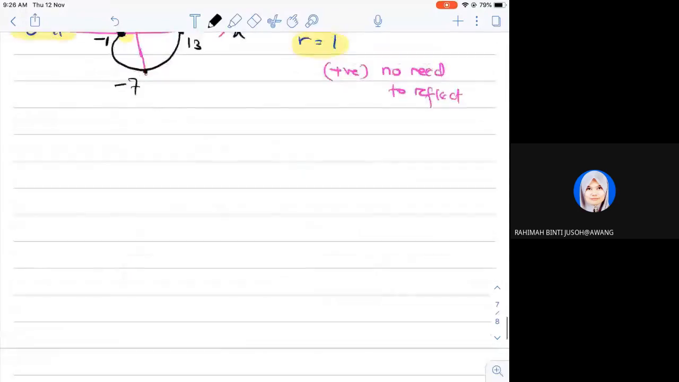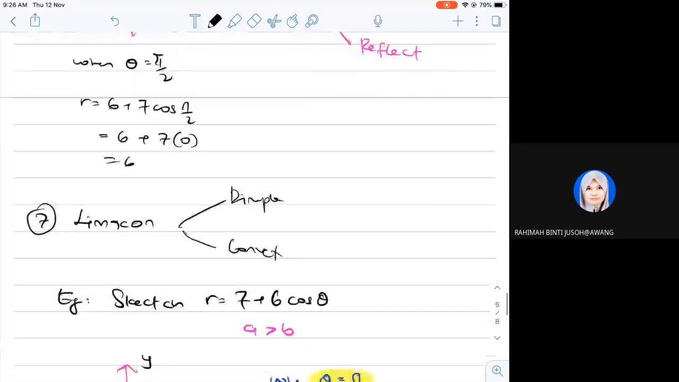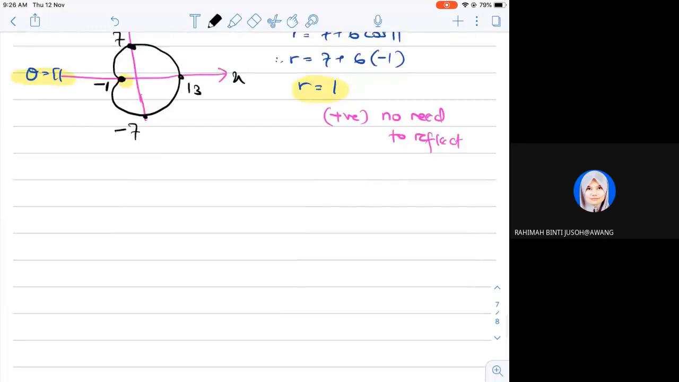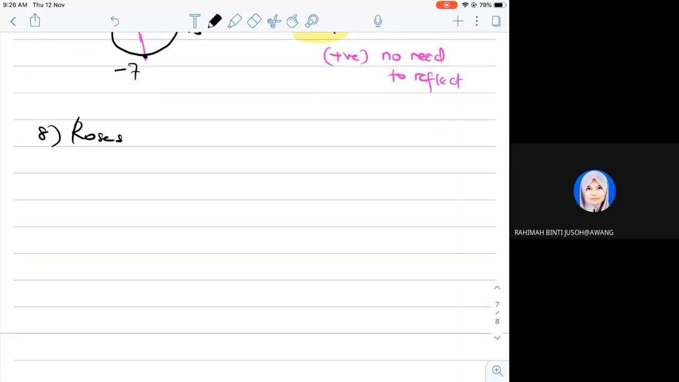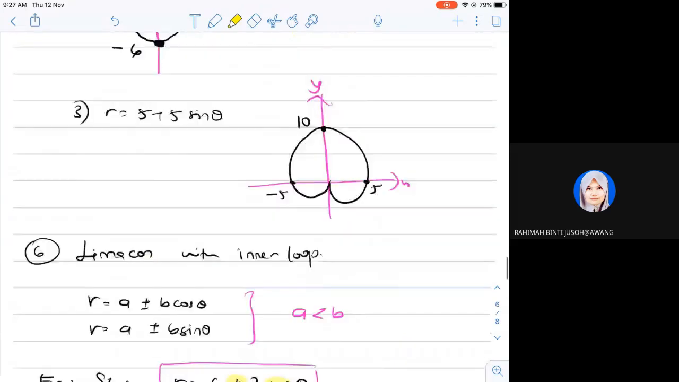Okay. So next we have roses. Tadi nombor berapa dah? 7, 8. Roses. Roses ni students selalu confused. That's why saya ada satu video tu, saya buat video how to sketch roses. Okay, so roses we will have R equals to A cos n theta, and then R equals to A sine n theta.